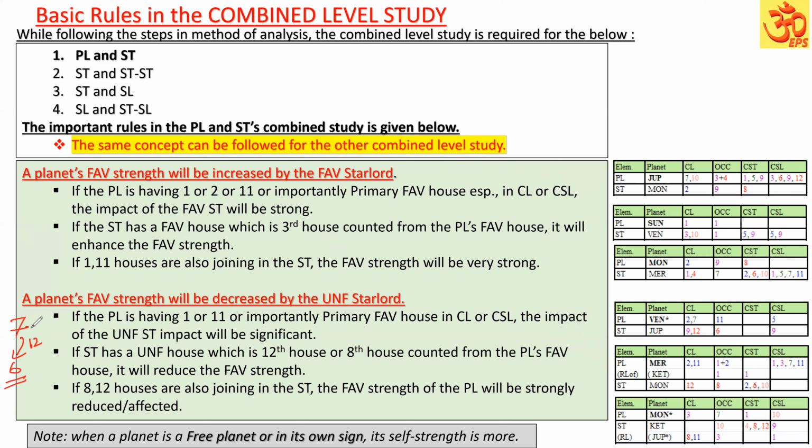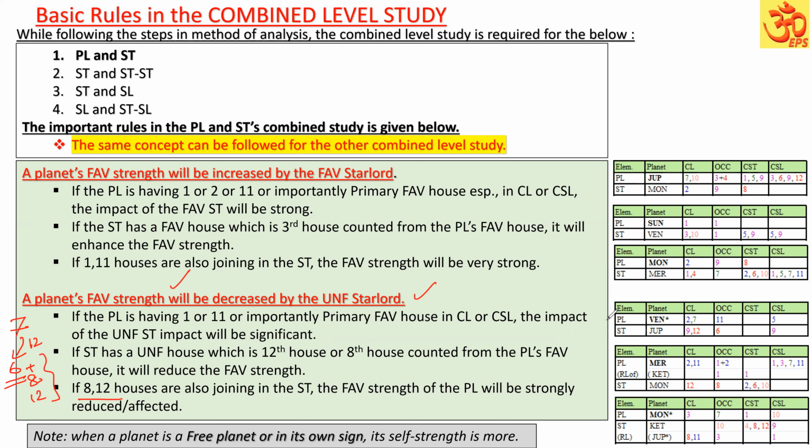Along with that, the 12th house to the 7th house in the star lord, also having the 8th house or 12th house, which are all unfavorable houses to the Lagna, if that is also present in the star lord, the favorable strength of the planet will be greatly reduced or strongly affected. So favorable strength will be decreased by the unfavorable star lord. If these combinations are also present, that is going to be very strong.